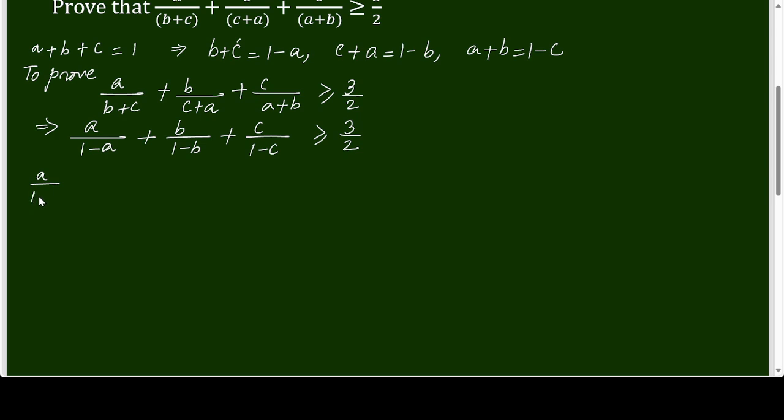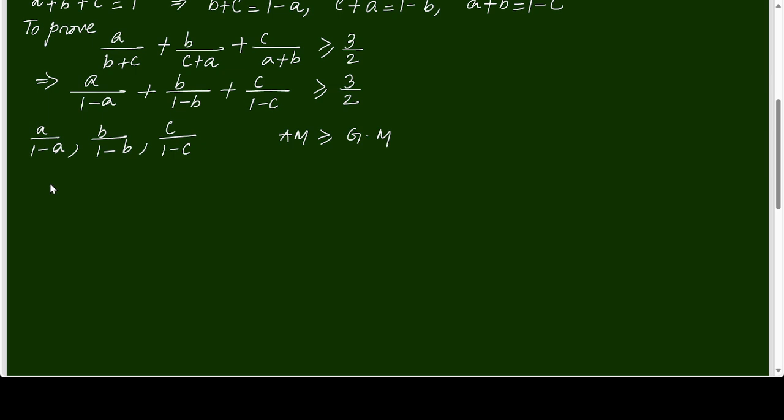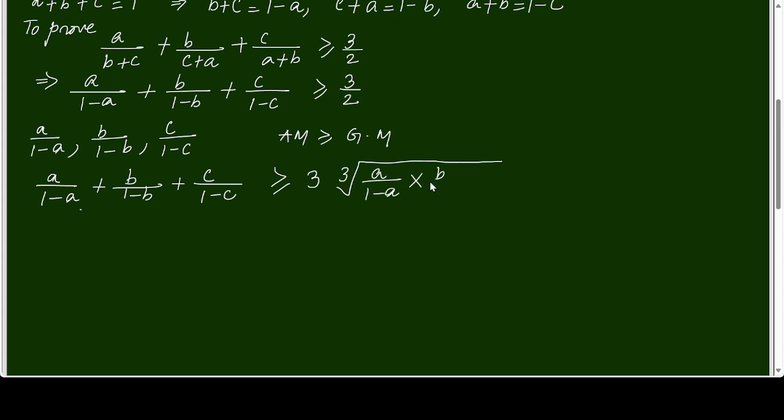Now if I take three numbers a over 1 minus a, b over 1 minus b and c over 1 minus c, and apply that the arithmetic mean of these three numbers is greater than or equal to the geometric mean, then I can write a over 1 minus a plus b over 1 minus b plus c over 1 minus c is greater than or equal to 3 times, because divided by 3 is the arithmetic mean, I am shifting 3 to the right hand side, the cube root of a over 1 minus a multiplied by b over 1 minus b multiplied by c over 1 minus c.